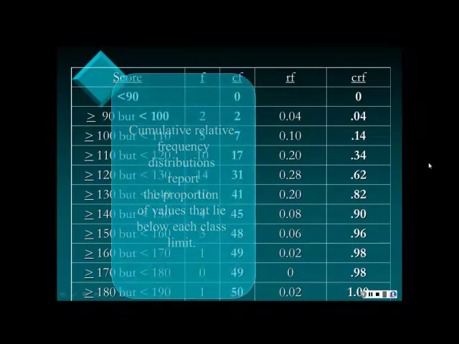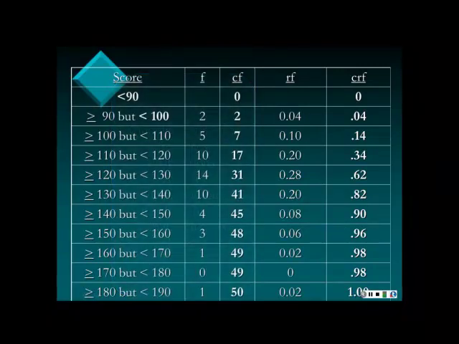In other words, include all the values in the data set. So now you can look at this and answer some questions just by reading off here. What proportion of values are less than 140? That would be 0.82. What proportion of values are in the class 150 but less than 160? That's 0.06. What proportion less than 160? That's 0.96.